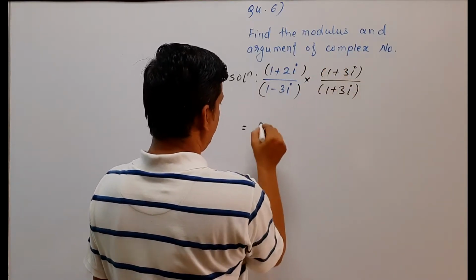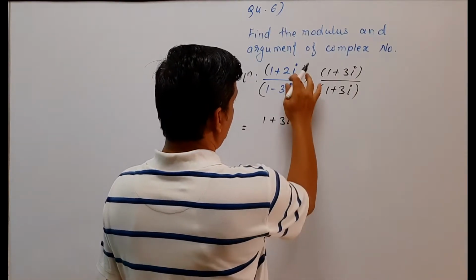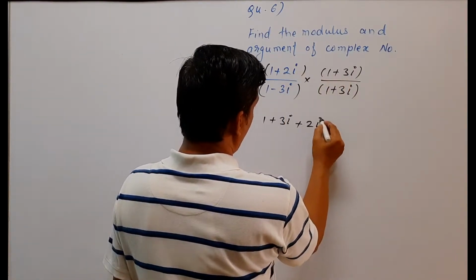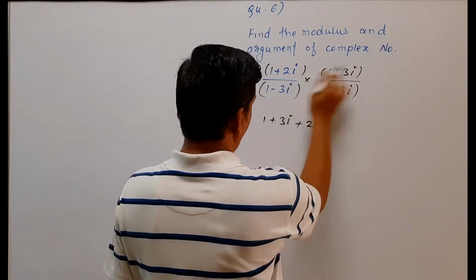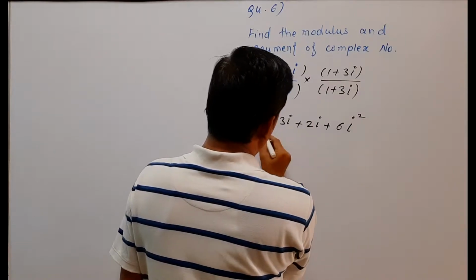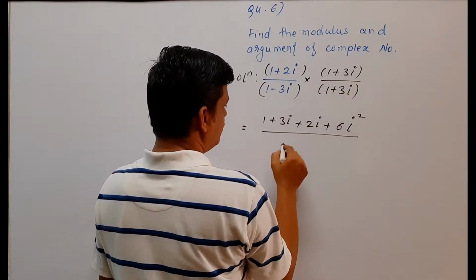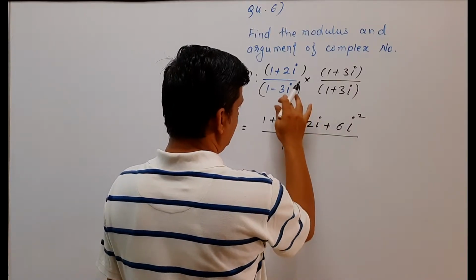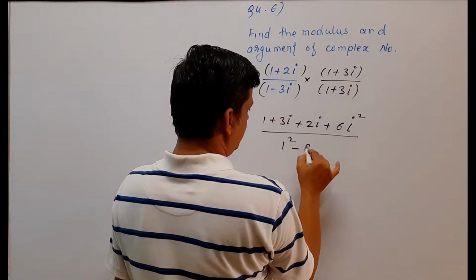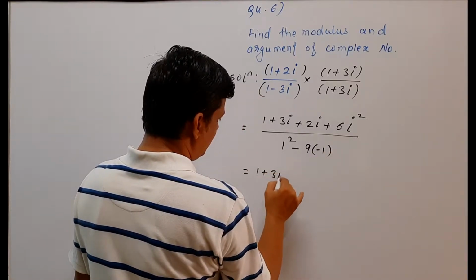So 1 into 1 we get 1, 1 into 3i we get 3i, plus 2i into 1, 2i, plus 2 into 3, 6i into i square, upon (1 − 3i) into (1 + 3i). So we get here 1 square minus 3 square i square. 3 square is 9, i square is minus 1. So we write 1 plus 9.